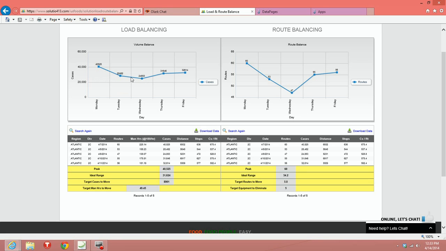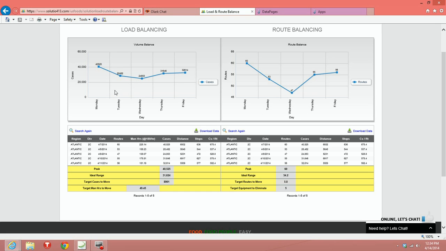Now, in order to balance across the week, what we do is we take an average of each day's volume divided by 5, and that's where we get our ideal range. In this example, it's 31,600 cases. So what we'd like to do is move cases off of our highest volume day to some of these other lower days to begin balancing that volume across the week.